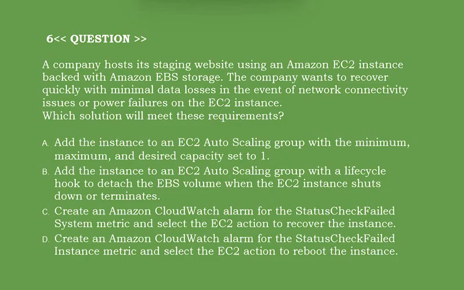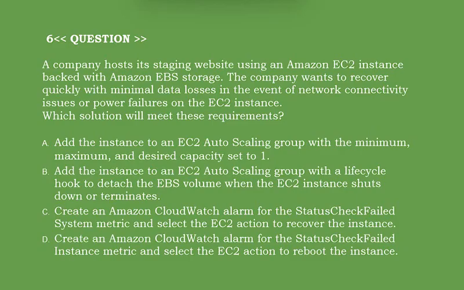Option A, add the instance to an EC2 Auto Scaling group with the minimum, maximum, and desired capacity set to 1. Option B, add the instance to an EC2 Auto Scaling group with a lifecycle hook to detach the EBS volume when the EC2 instance shuts down or terminates.